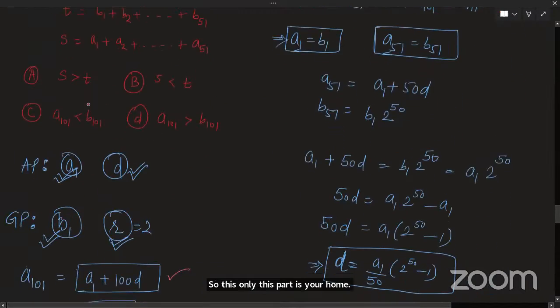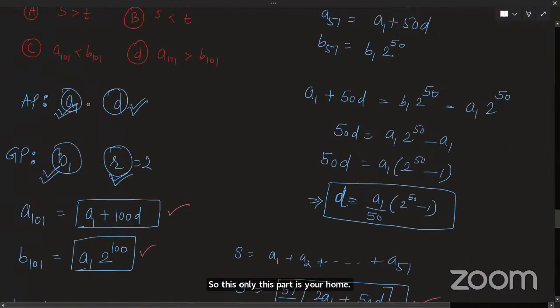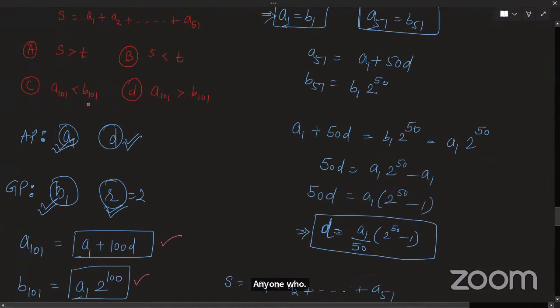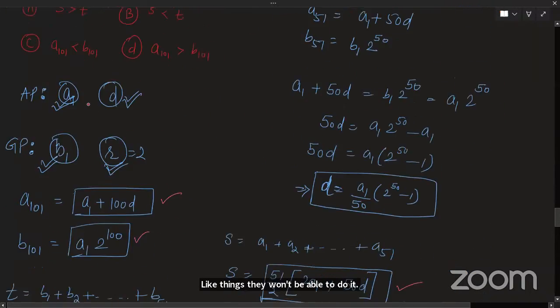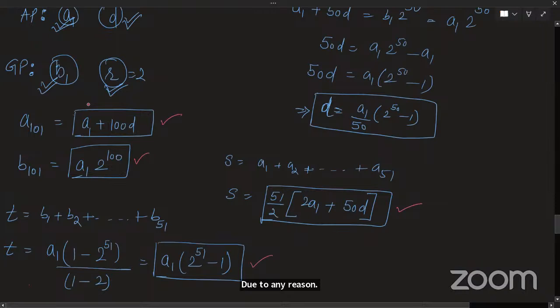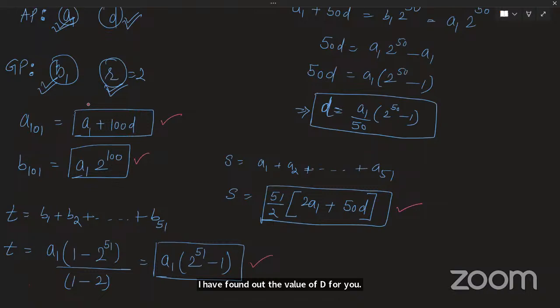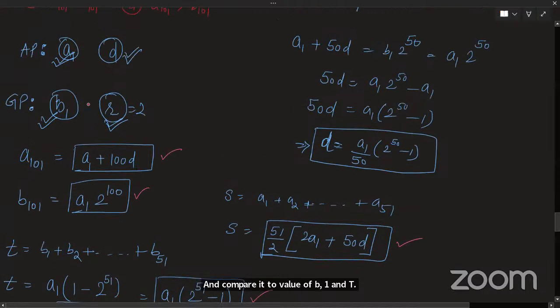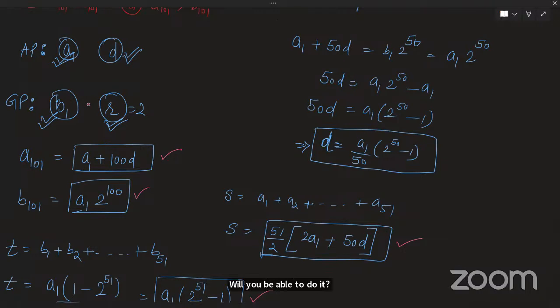Fine. Anyone who thinks they won't be able to do it for any reason? See, I have found out the value of D for you. A1 you already have here, so indirectly B101 is also found out. So all you need to do is find the value of A101 and S and compare them to the values of B101 and T respectively. Will you be able to do it? Yes, sir. This much, I guess, you will be able to do, right?